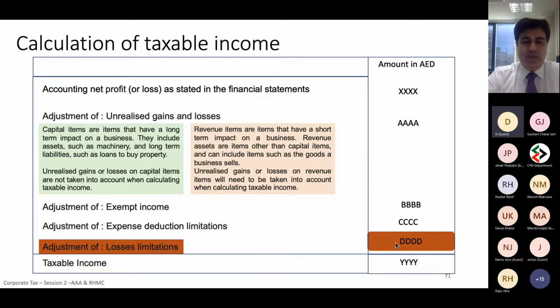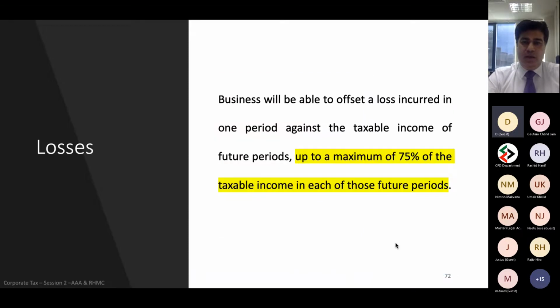And then comes the losses limitation. Now this is quite interesting, and it adds an element for group entities also, in how these group entities are treated. A business will be able to offset a loss incurred in one period against the taxable income of future periods up to a maximum of 75% of the taxable income in each of those future periods. So how much of the losses we can absorb is up to 75%, not beyond that. So for the 25%, you will not be able to set off the corporate tax.